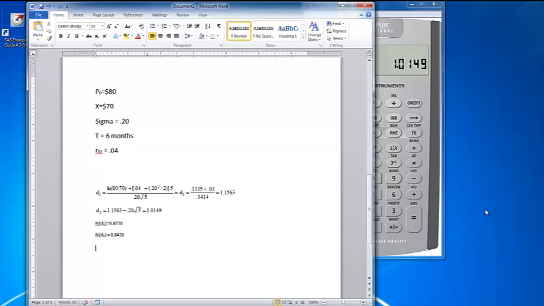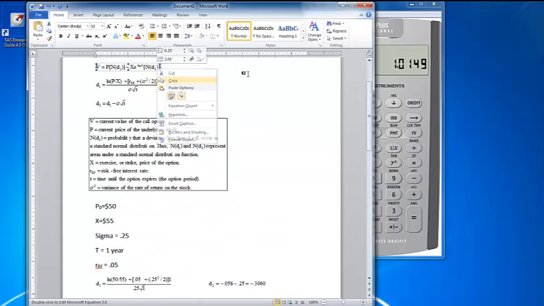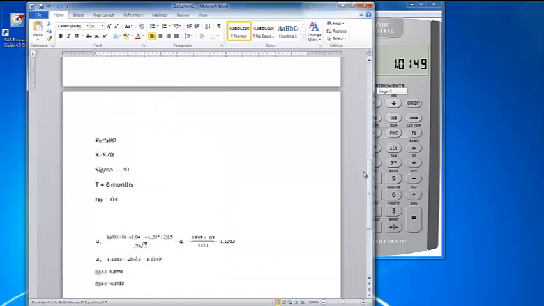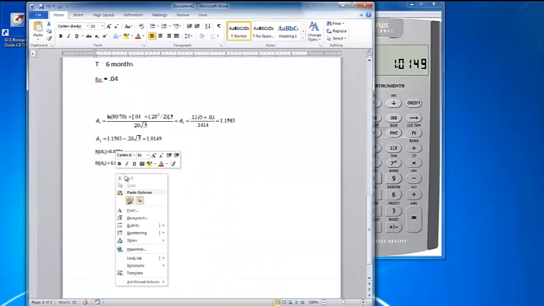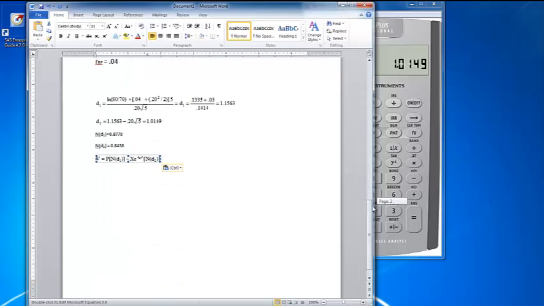And now I can fill in my numbers to the value equation. So my price is $80.